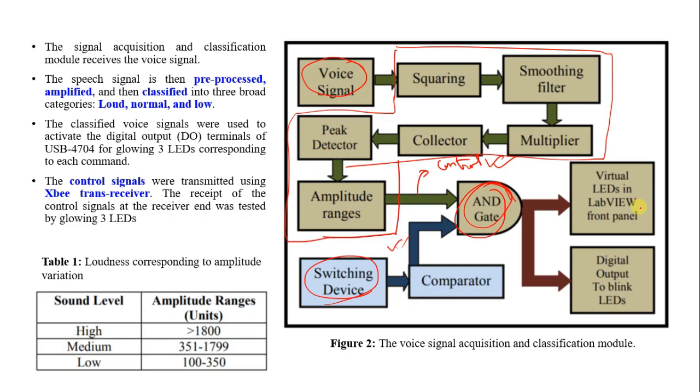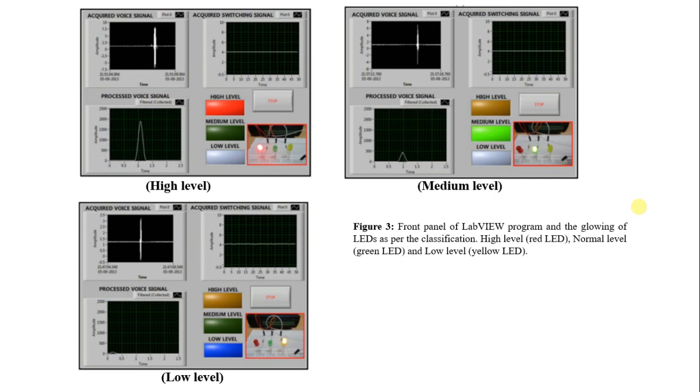Herein, we have taken the voice signals, processed them, and after the processing we have categorized them into high level, medium level and low level commands. Accordingly, there are three LEDs. For the high level, LED 1 glows. For the second level, LED 2 glows. For the third level, the low level, LED 3 glows. After doing this, we have an idea that we are able to generate the control signal in a proper way.